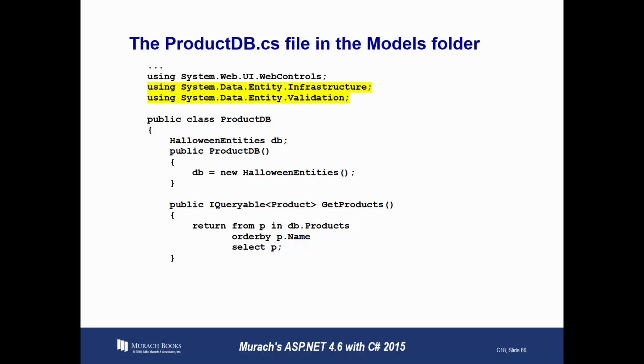This class has 3 select methods. The one that's named get products, that you see on the bottom of the screen, is used to get the products that are displayed in the grid view control. Now it returns an IQueryable object, and we've talked about this a little bit before, but the IQueryable makes it much easier to implement paging and sorting.